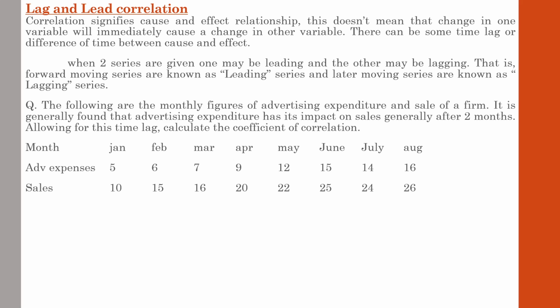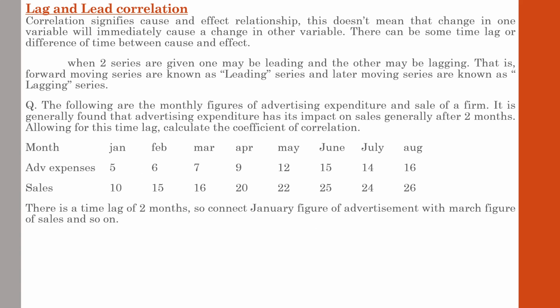So how are you going to find the correlation? First of all, you need to sort these items in the table. I hope you are following it. Just try to find the relationship between each value, advertisement expense and sale, from January to August.